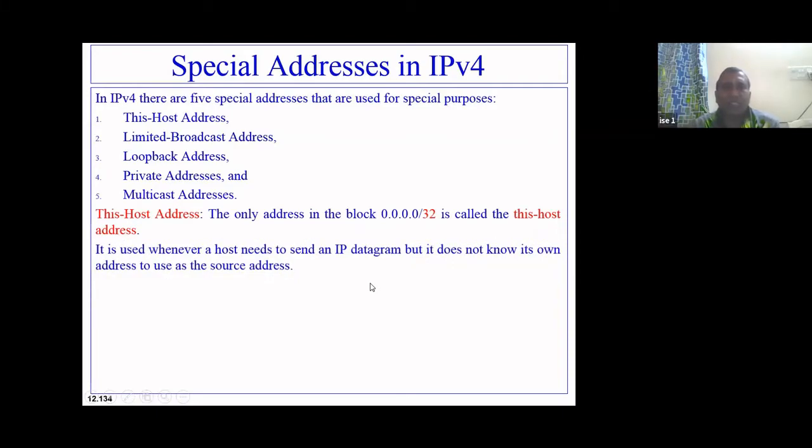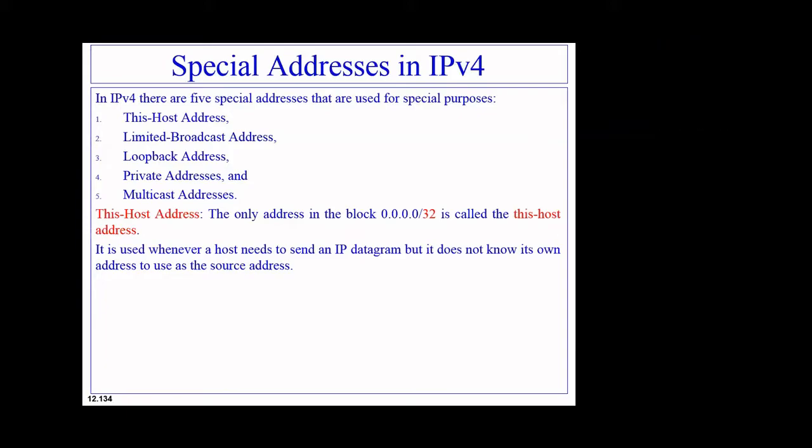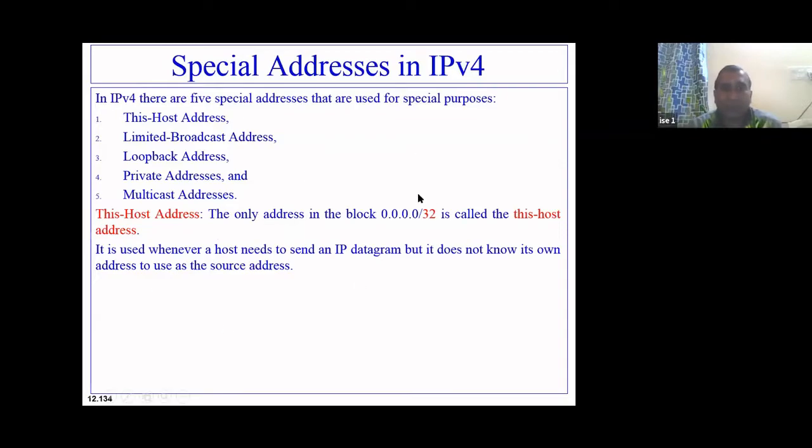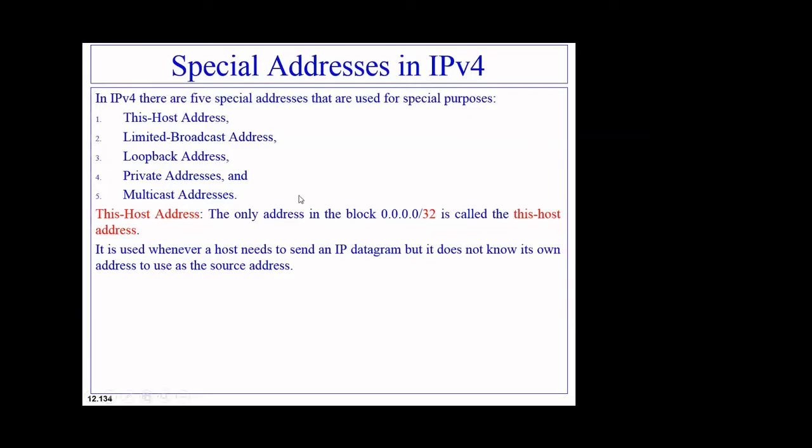So this host address will have this address only, 0.0.0.0, and the prefix is 32, so the entire 32 bits are covered. That means this host address will always be 0.0.0.0, and a prefix of 32 is the entire 32 bits, so there is no chance for any sub networking. So this is called this host address.